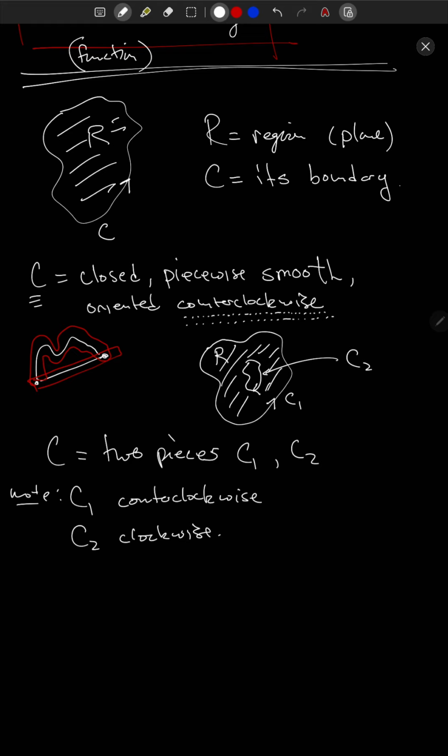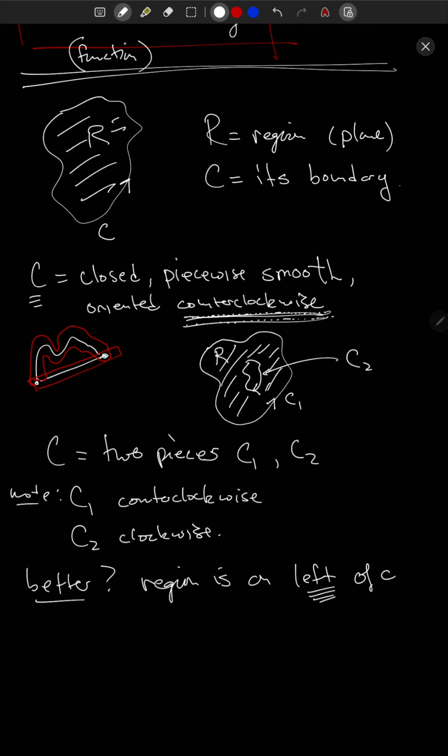Maybe a better way, just for R2, to say this is, let me write it like this, better with a question mark, because 100% of the time, everybody understands what you mean when you say oriented counterclockwise. It's just that technically, it's not necessarily 100% correct. So let me write better: region is on left of curve.